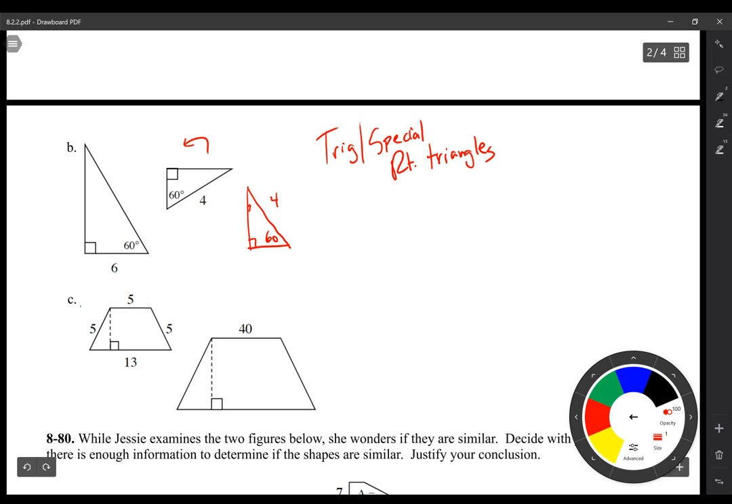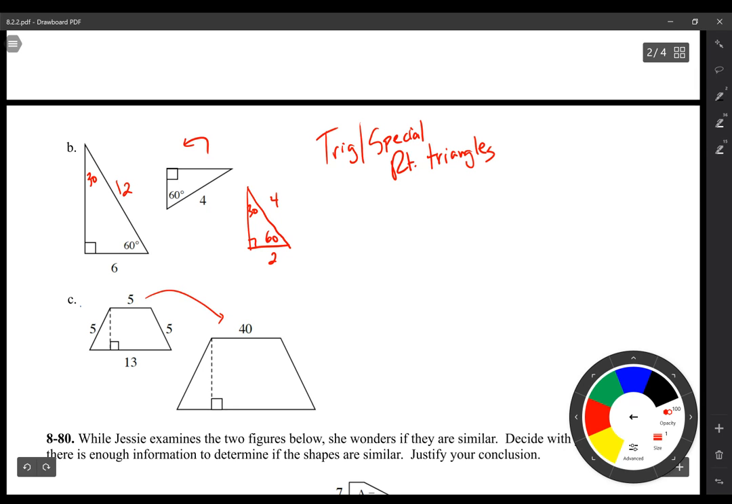Since this is a 30, 60, 90, and so is this, we know that this is going to be 12. This is going to be 6 rad 3. And we know that this is going to be 2, and this is going to be 2 rad 3. You will have to show your work as you work through this, but I'm just giving you some hints on how to do that. Same idea goes here.